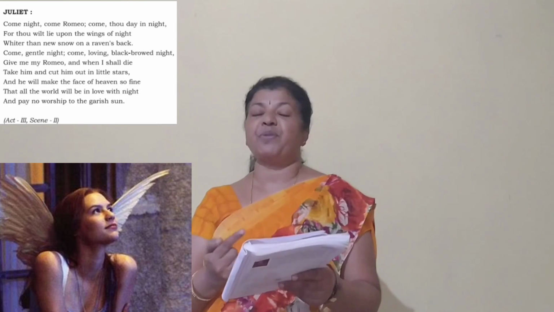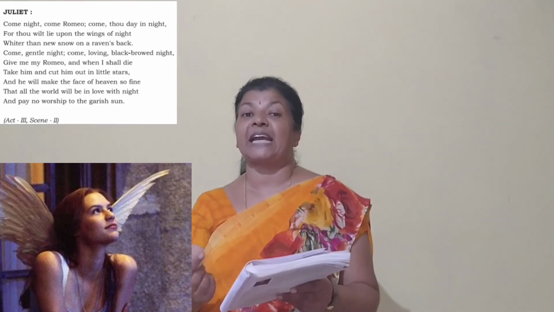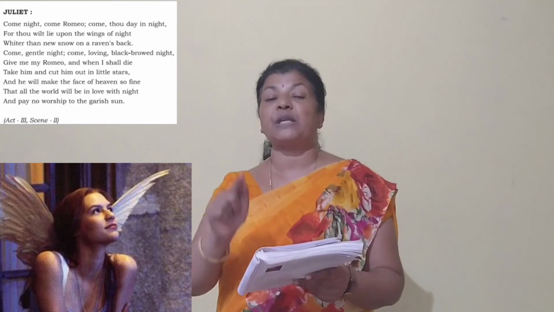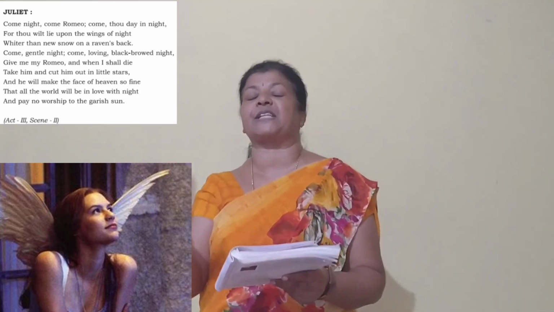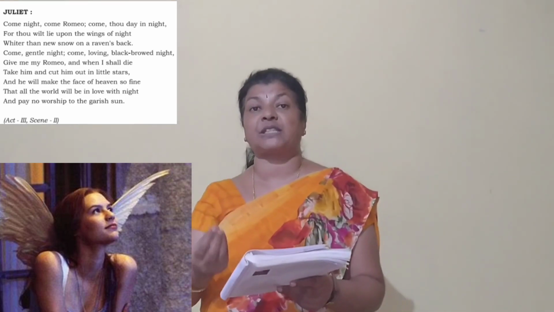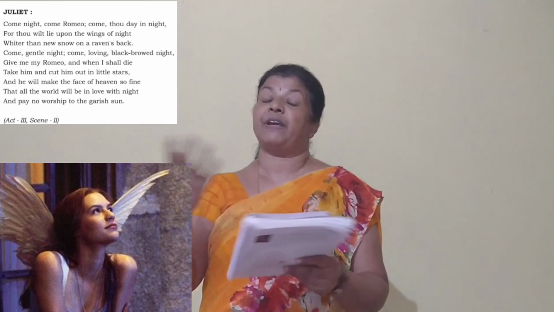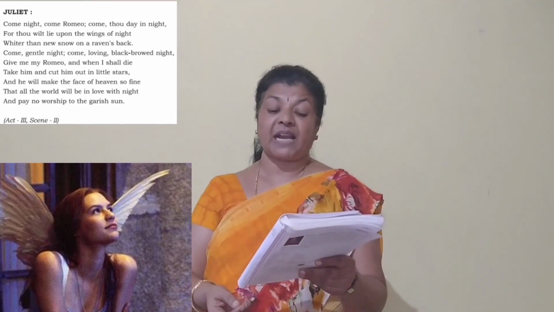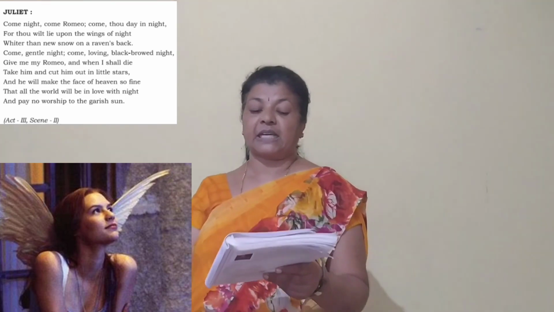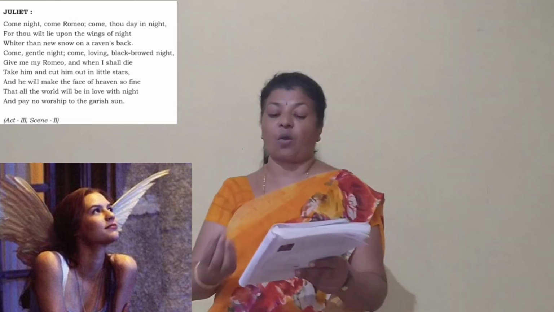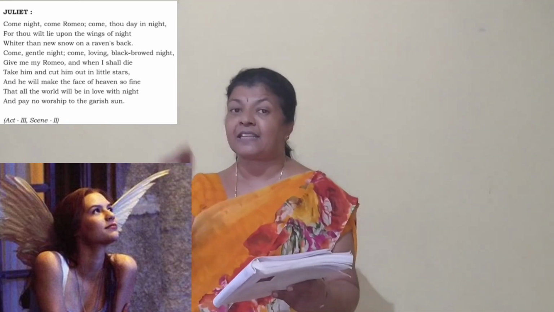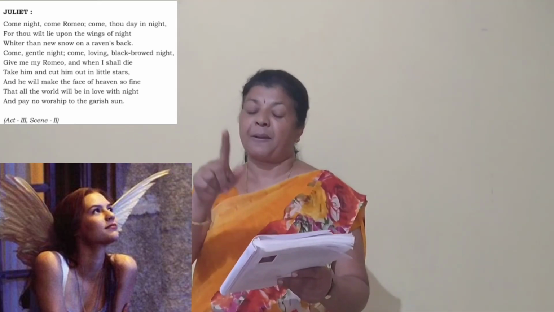Come night, come Romeo, come thou day in night. So she says, come thou, you are day in night. She's saying Romeo is like a day in night. Even in that night, again she is talking about the brightness and charm of Romeo. She calls him day in night. Even you make the night brighter. Only when the night comes, Romeo can come. Thou means you. Come thou, day in night. Even in that darkness, you can make it bright.